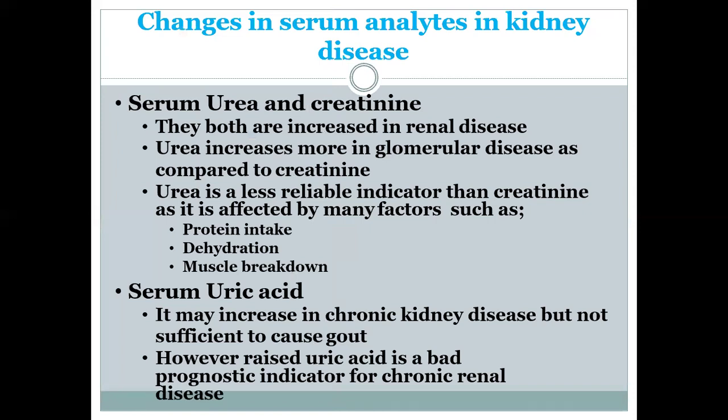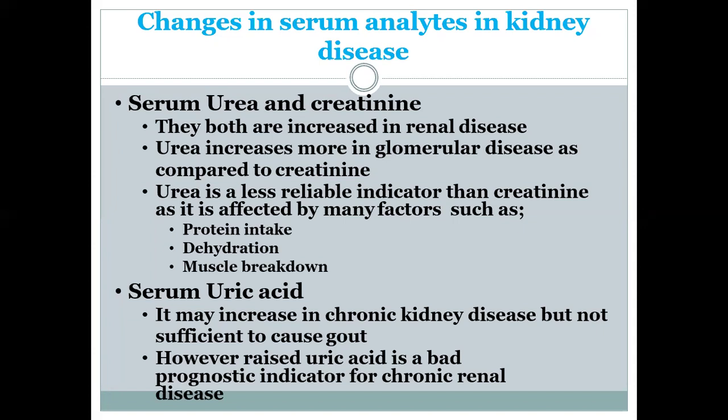So, changes in the serum analytes in kidney disease. As far as serum urea and creatinine levels are concerned, they both are increased in renal disease. Urea increases more in glomerular disease as compared to creatinine. Urea is a less reliable indicator than creatinine as it is affected by many factors such as protein intake, dehydration, and muscle breakdown. They all affect the urea level in the blood.